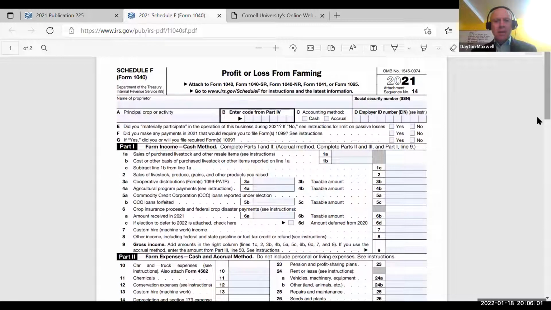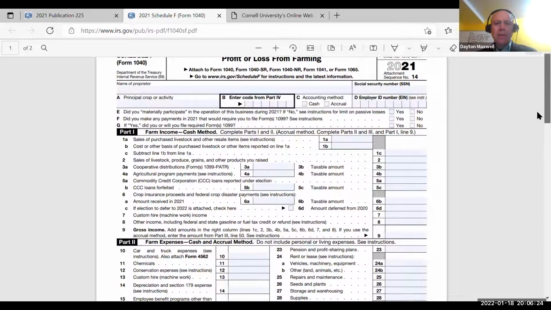I had the luxury of engaging with a lot of farmers in my life, and from a lending capacity, the first thing I would ask is, do you file a Schedule F? Because that is a federal document that says I am a farmer. So here it is. Just go through it very briefly.